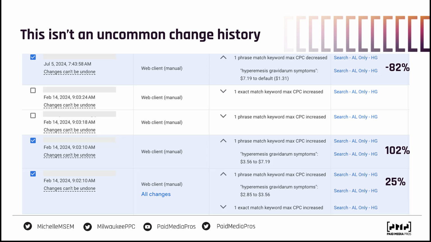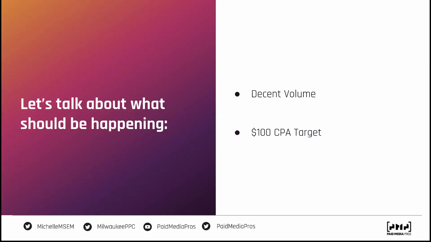So now that we've shown you what usually happens, let's talk about what should be happening. For the rest of this section, we're going to use a different account because it has a lot more data that we can work with and better examples. So for this account, it's got a decent amount of volume coming through these campaigns, and the cost per lead target or CPA target is about $100. So whenever we're showing you data on the screen, just keep in mind that our CPA goal is about $100.